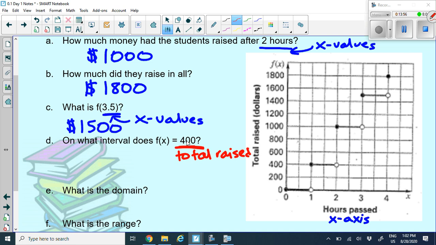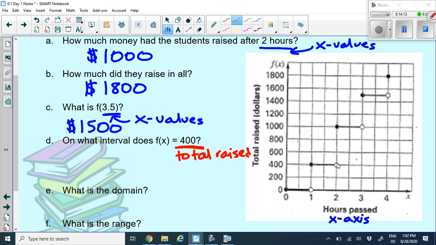So let's go to our y values of 400. Oh, there we go. This is actually where we're going to write a restriction if we were writing a piecewise function. So it looks like the x value we start on is 1, and we go all the way to 2.